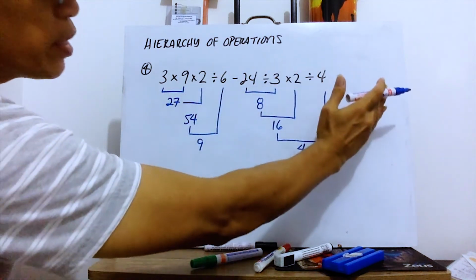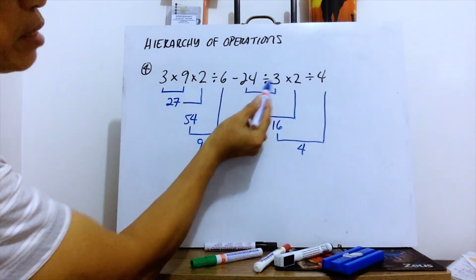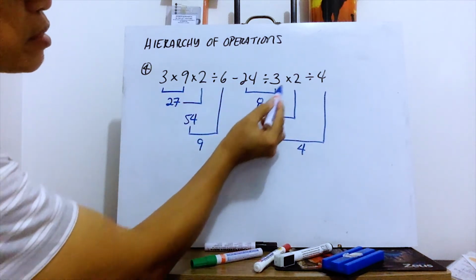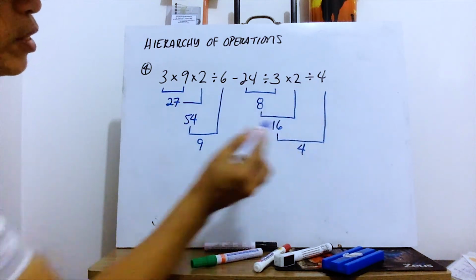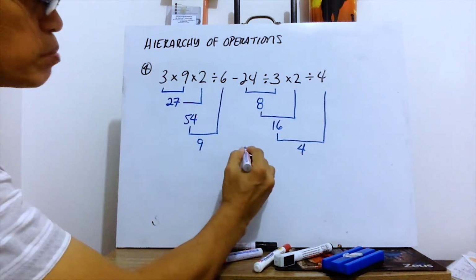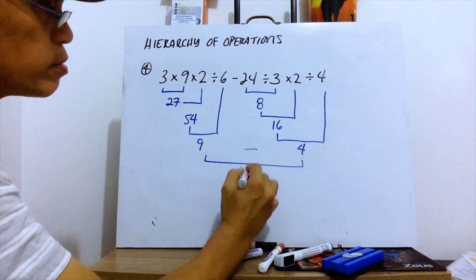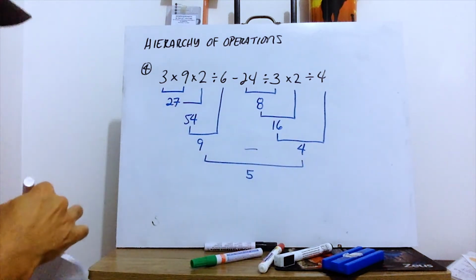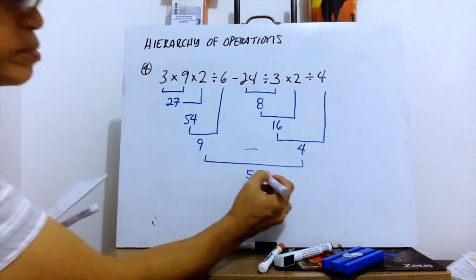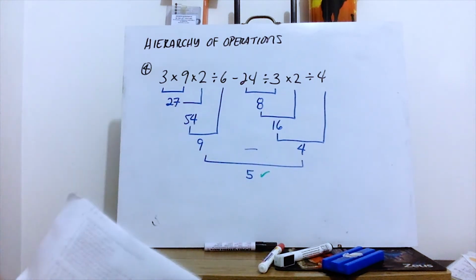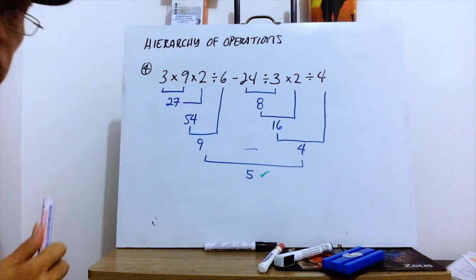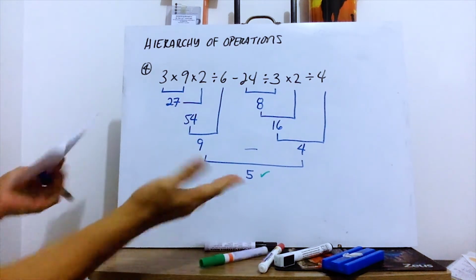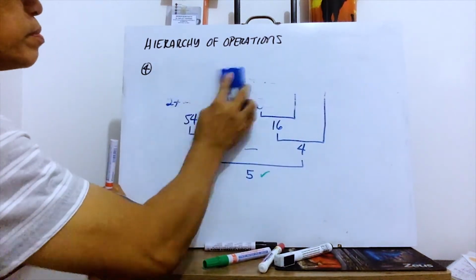Left to right. 24 divided by 3, that's 8. 8 times 2, that's 16. And 16 divided by 4 is 4. And finally, we subtract 9 and 4. The answer is 5. There. It's pretty simple. You just need lots of practice. Remember, practice makes perfect, especially in math. All right, let's have another one.